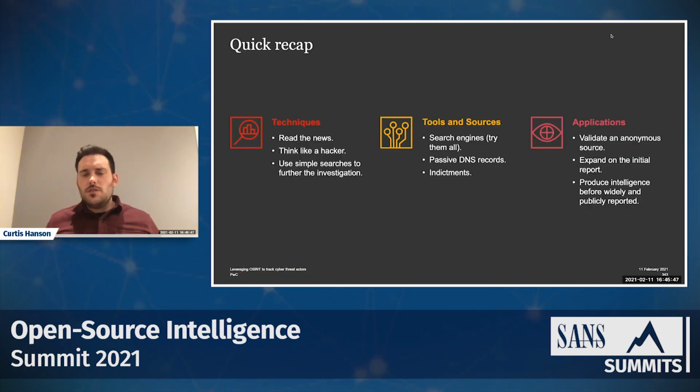So this is really simple in terms of just reading the news, right? I was just coming along an article, thought it was interesting, and used really simple searches to further the investigation along. I've mentioned Google a bunch of times, but as other people have mentioned throughout their talks, try those other search engines, Bing, Yandex, they all give different results and all can help further the investigation along. But in the end, we were able to validate that anonymous source, expand on the initial reporting, and finally produce our own intelligence report before anyone else had access to that.